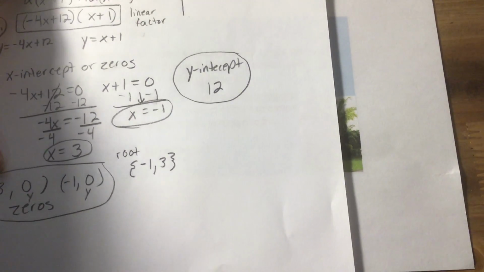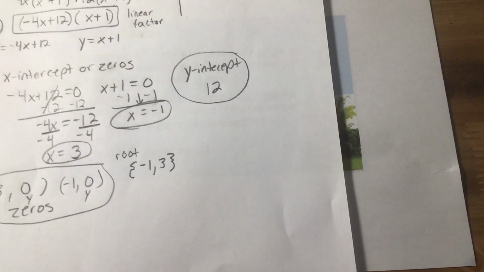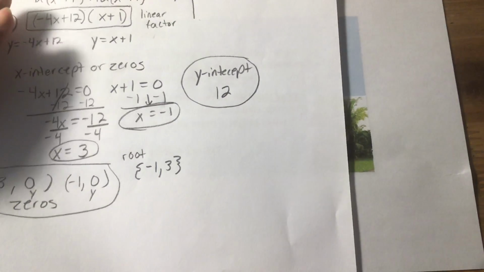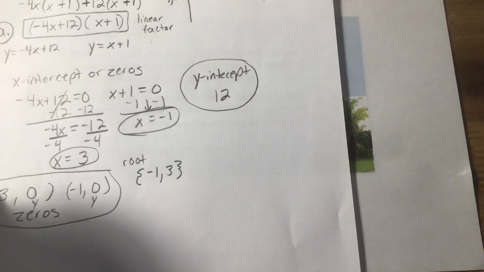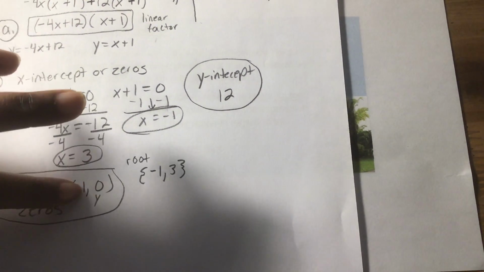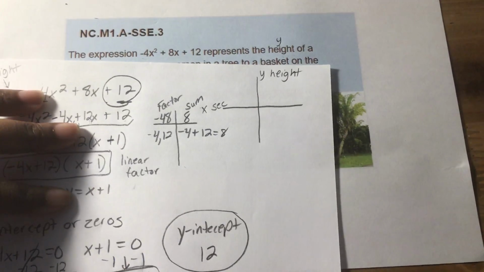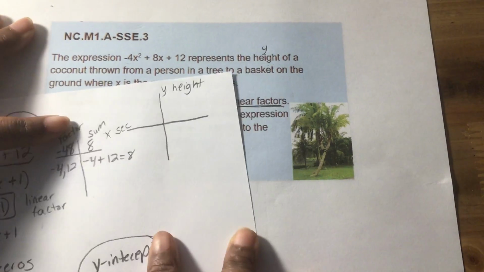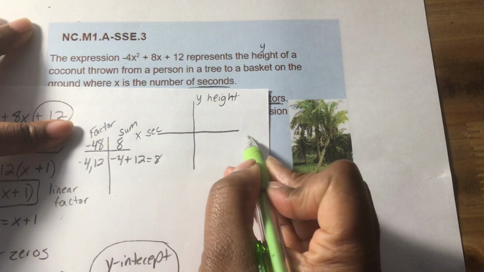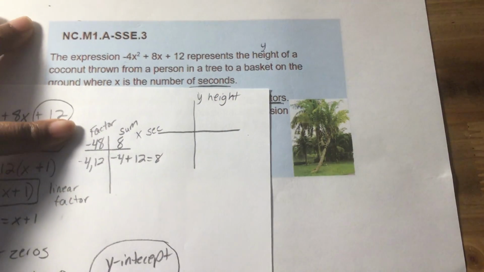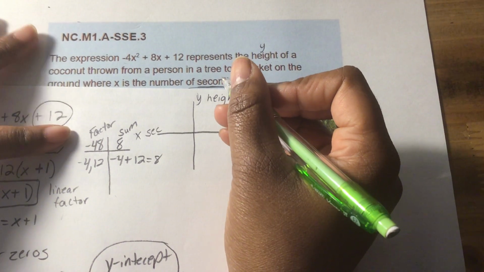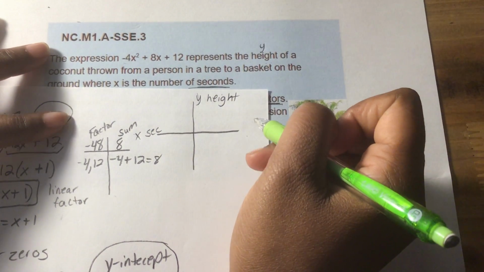Okay? Now we want to interpret the meaning of all of this. All right? So here's the meaning. Let's graph our roots first, -1 and 3. Let's go to our graph again so we can interpret the meaning. Remember, x is the seconds, y is the height. Remember, you got a person that is standing in a tree throwing this ball into a basket.